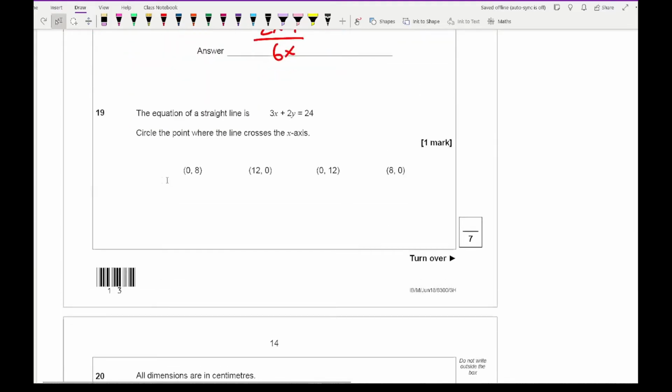Then with question 19, it says the equation of a straight line is 3x plus 2y equals 24. Circle the point where the line crosses the x-axis. Now it crosses the x-axis when y equals 0.